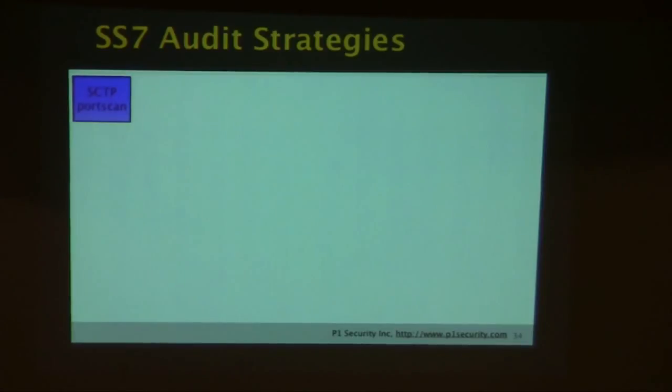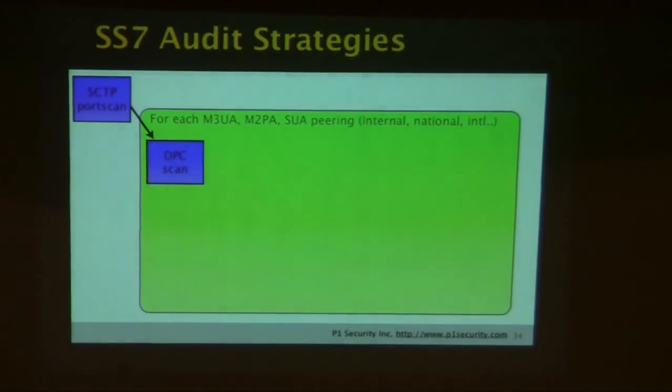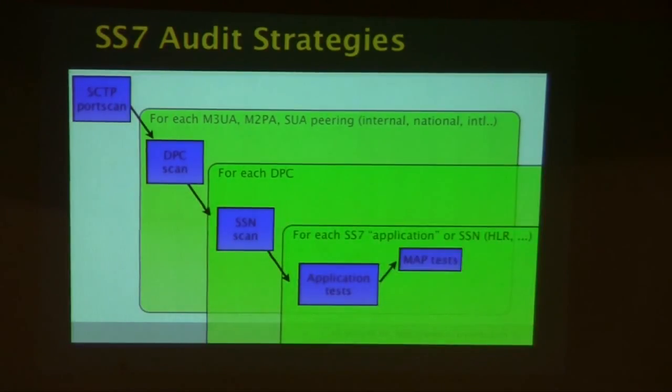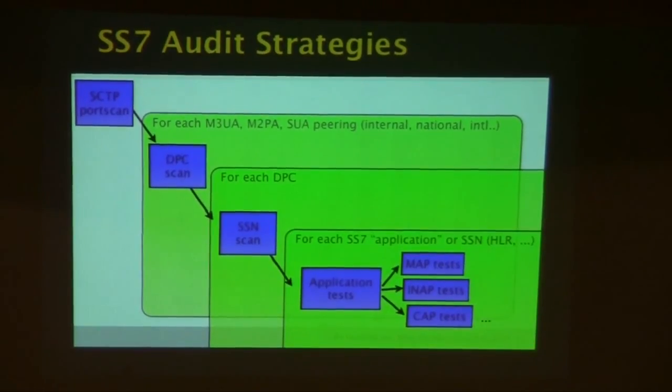So in the end, the global strategy, if you are into SS7 audit, is first to scan for the entry point, then for each DPC scan for the services that it supports, then do the application test. That can be many of them. Right now we have something like 120 different tests, and each test may send something like 16,000 packets. Another test is going to send only one. But it's like Nmap, like Nessus or Qualys, it's a bit the same. You have many modules that each target one part of the network.